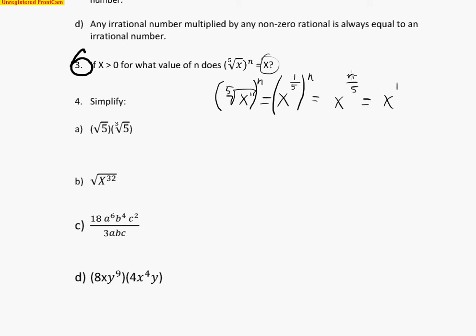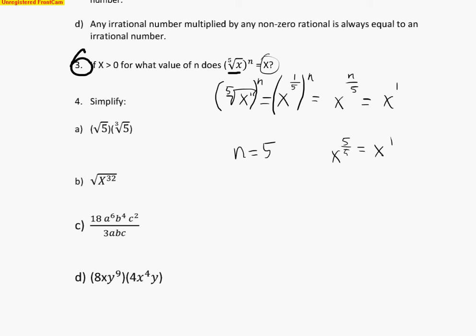So I have to basically guess what this n is going to be. What divided by 5 is going to be 1, and that's pretty easy. So we have x to the 5 divided by 5 equals x to the 1. So that means that n is going to equal 5. So what we had to do to get this problem correct was know that we can go backwards on T-bow.